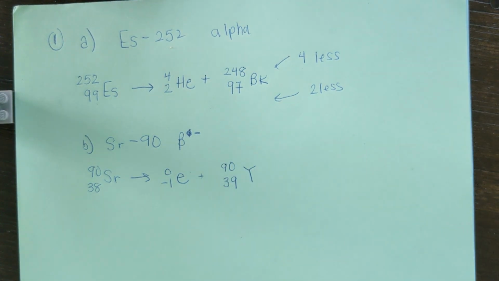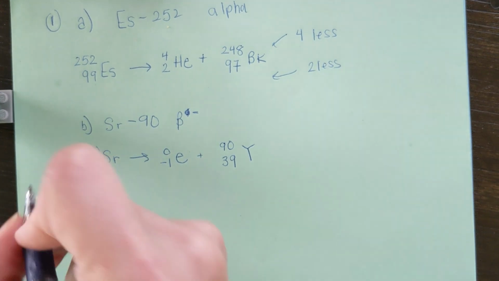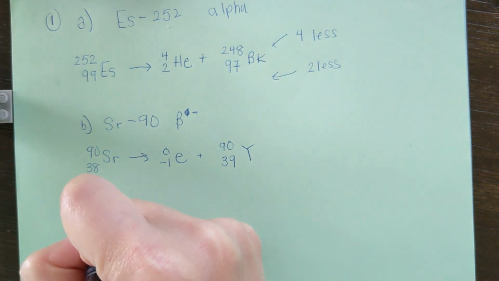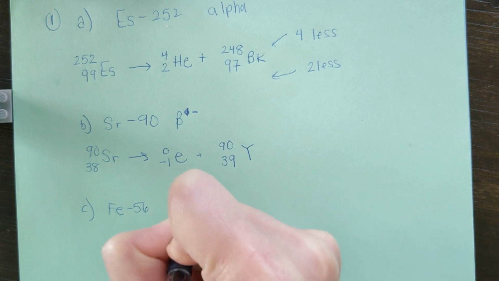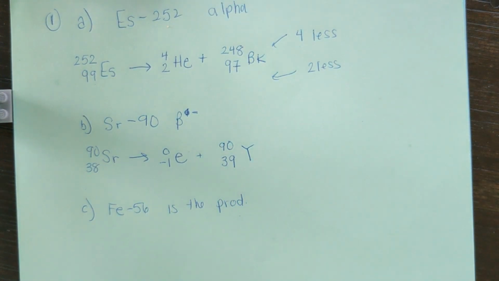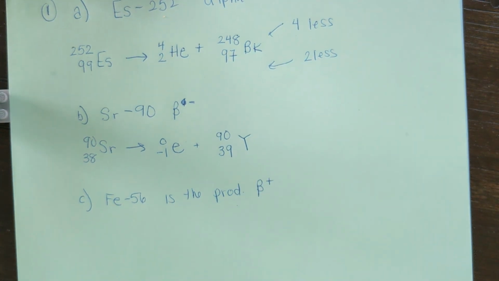So we'll put our Y here. So here is the beta decay of strontium-90. Okay, so C says that iron, so Fe56, is the product of a positron decay, so of a beta plus decay.